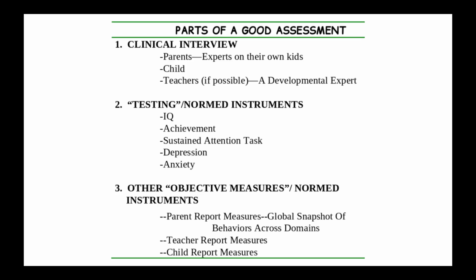And then other objective measures are what we call normed instruments. So we use questionnaires. What a normed instrument is that we get parent ratings and teacher ratings, and then those scores get compared to a nationwide sample of other kids, the ratings that other kids get, the age of your child, to see if they look typical, better than typical, or worse than typical. And we tend to send those out to parents and to teachers, and sometimes we get them from kids as well. And like I said in the other section, we routinely look for anxiety and depression.